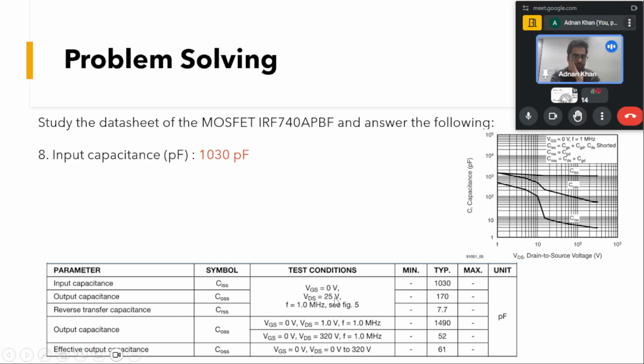If these parameters change, you can see in the graph from 1 to 100 volts a dip in CISS and COSS. So if some other voltage is given, then you have to calculate accordingly. Since it is given here, at this voltage you can see from the graph itself it is equal to 10030. That is the answer.